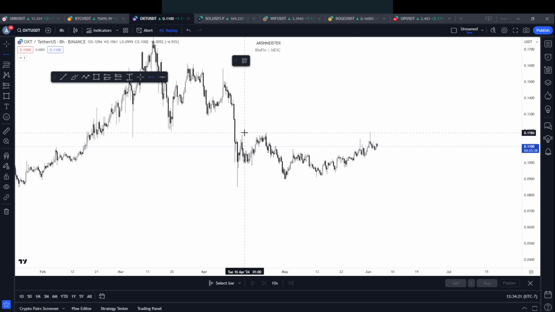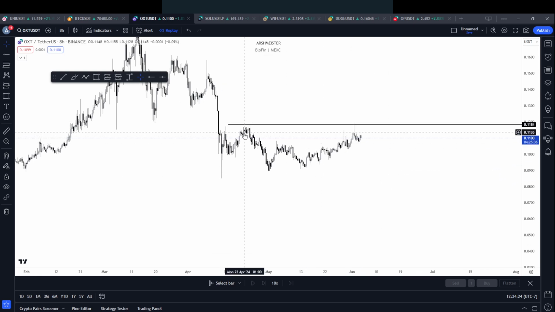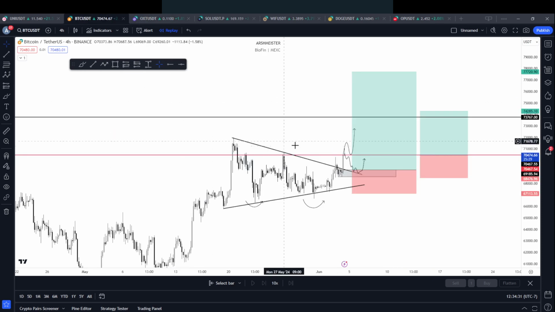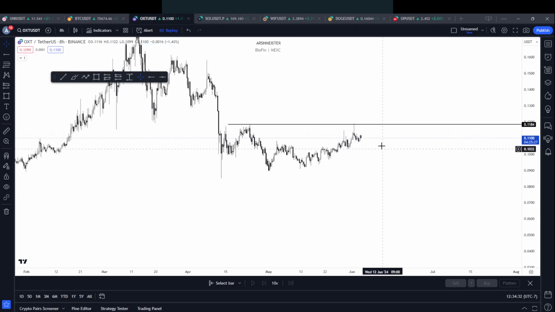Yeah, this one took the highs and dumped. See, that's what I was mentioning with Bitcoin, right? We took the highs, put in a swing failure, and then dumped. Bitcoin looking to do the same soon.